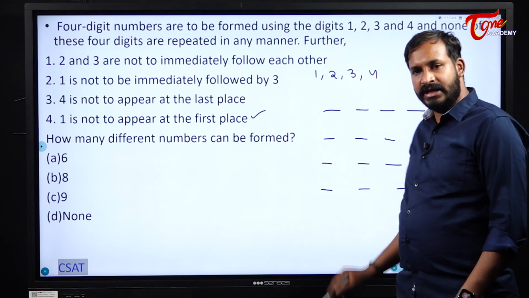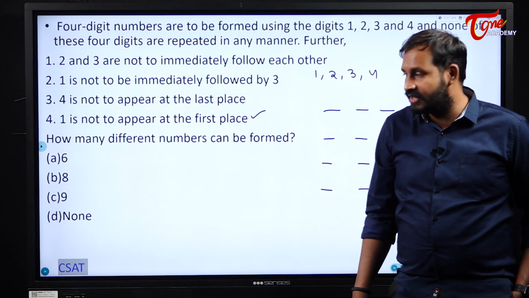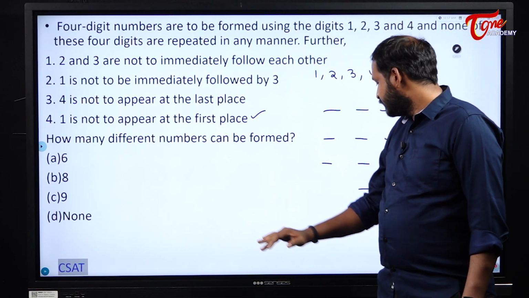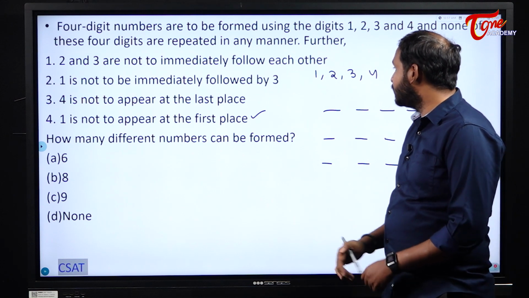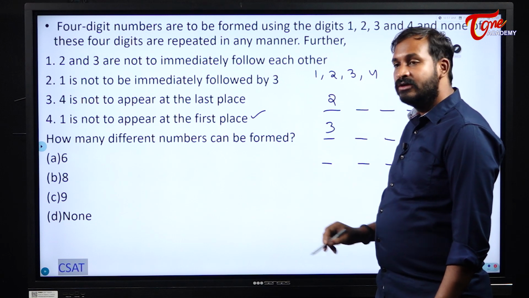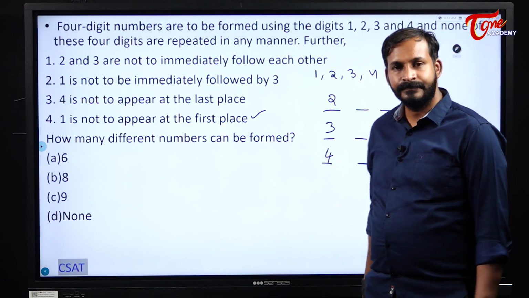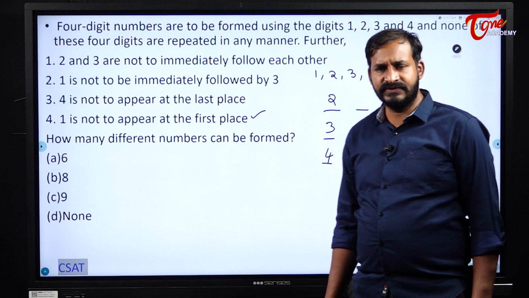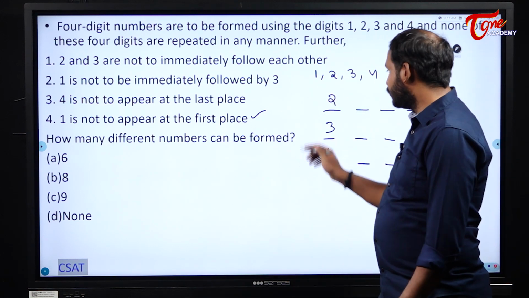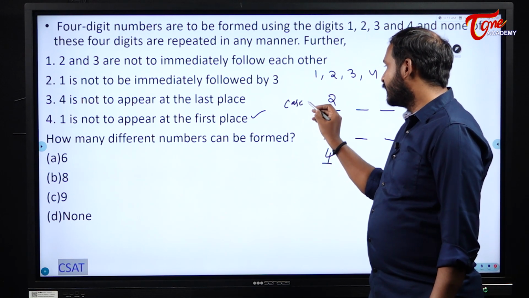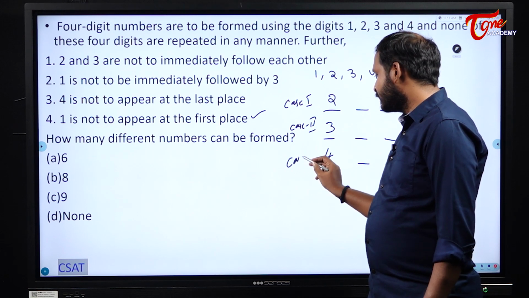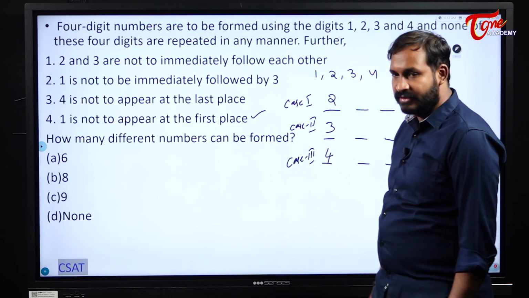If 1 is not appearing at the first place, what are the chances I will have here? First of all, tell me. 1 should not be there at the first place. So how many chances? Either my number should start with 2, or with 3, or with 4. These are the 3 chances for me. I will not have the number starting with 1 at all. So with that, 3 cases are formed for me here: case 1, case 2, and case 3. These are the 3 cases which we will have.